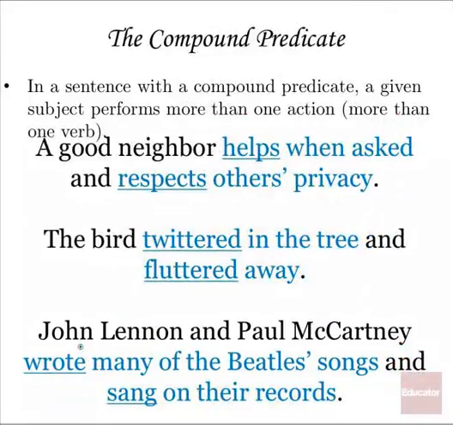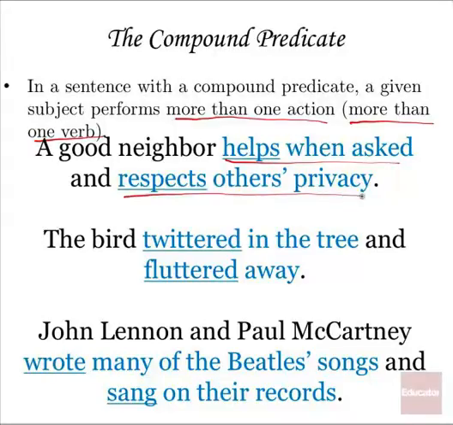All right, compound predicates. In a sentence with a compound predicate, a given subject performs more than one action. And the key here is that you have more than one verb. All right, let's look at some examples. A good neighbor helps when asked and respects others' privacy. That's two different activities performed by the same subject, a good neighbor.